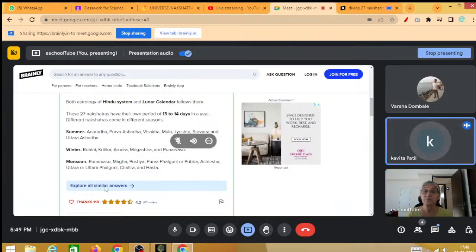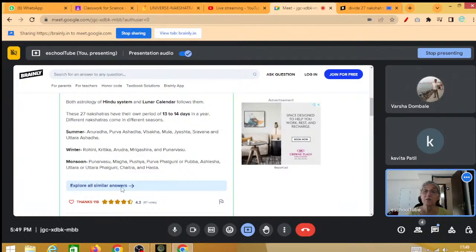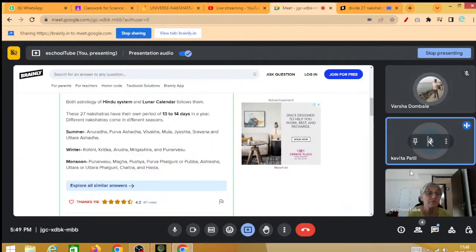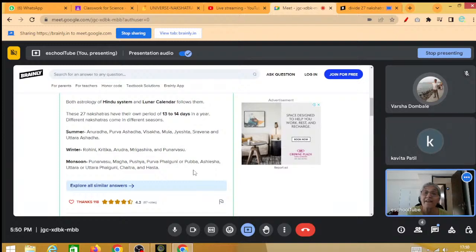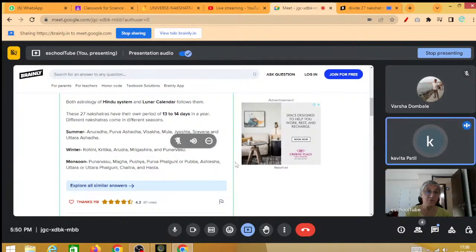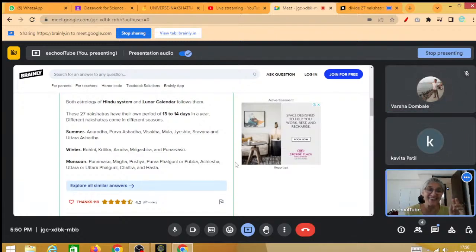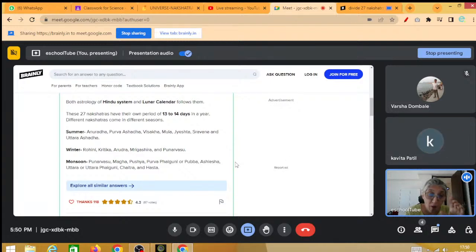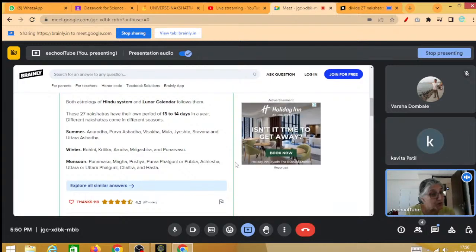Should I read, ma'am? Yes, read. Show me also. January, Margashirsha or Paush Shake. February, Paush, Magh Shake. Okay. March, Magh or Falgun Shake. Wait. Yes. So now you know how to identify. So from the Marathi calendar, you note them down.